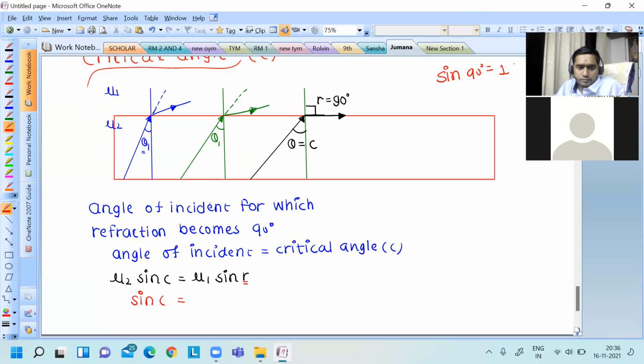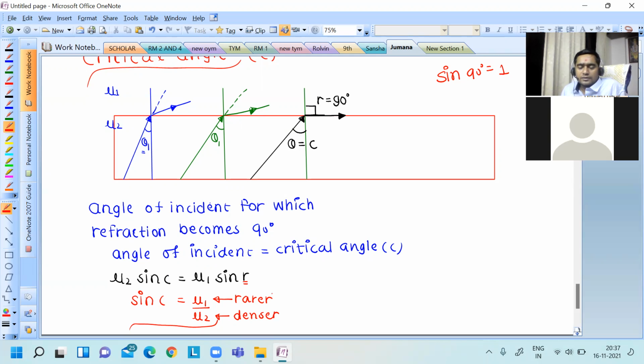Yes, 1. So can I consider it's mu1 over mu2? Remember that mu1 is your rarer medium and mu2 is your denser medium, always. By chance or by mistake, if you take mu1 as your denser medium and mu2 as your rarer medium, then it would be wrong. To find the critical angle, it's going to be 1 over sine r, no, not sine r, because that r is 90 degrees.